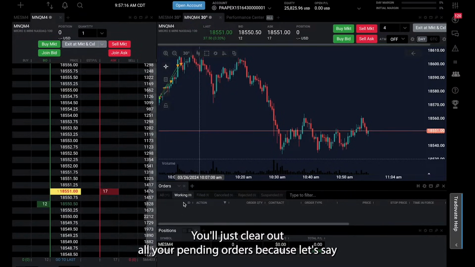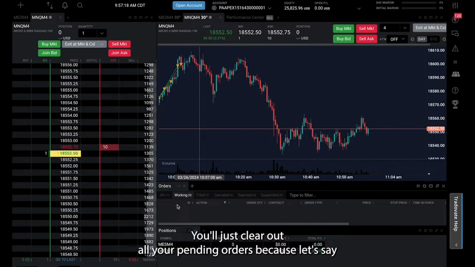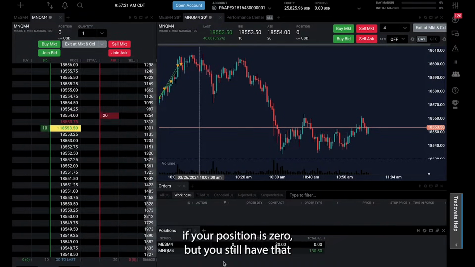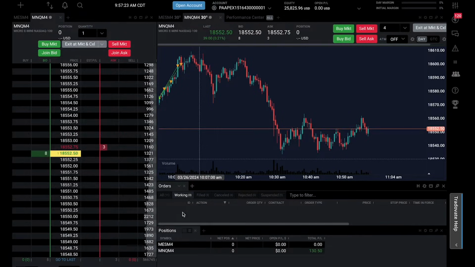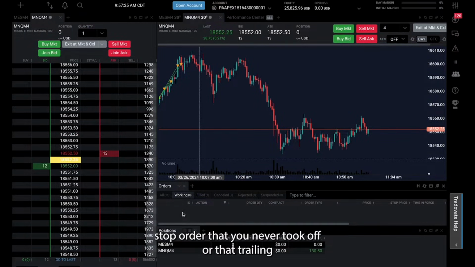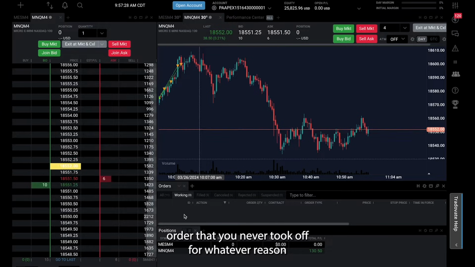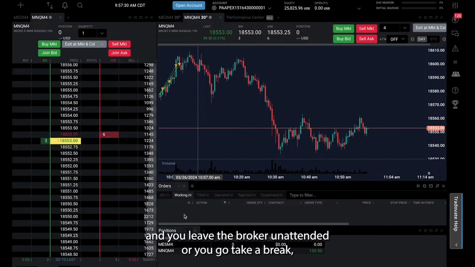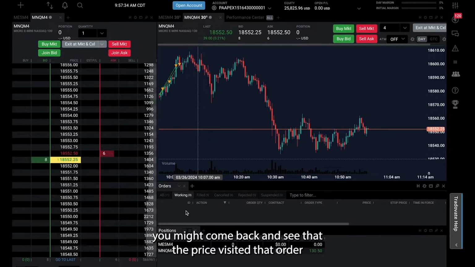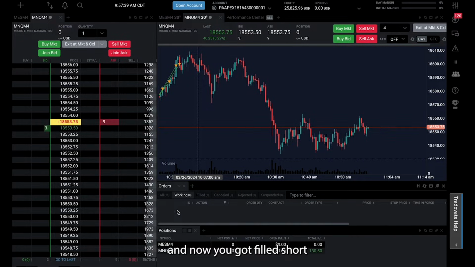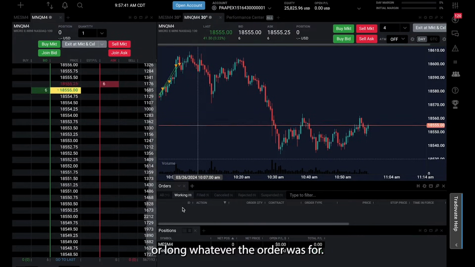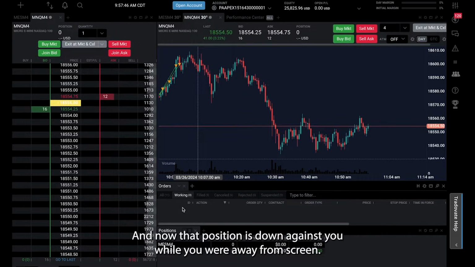It will just clear out all your pending orders, because let's say your position is 0, but you still have that stop order that you never took off, or that trailing order that you never took off for whatever reason, and you leave the broker unattended or you go take a break, you might come back and see that the price visited that order, and now you got filled short or long, whatever the order was for, and now that position is down against you while you were away from screen.